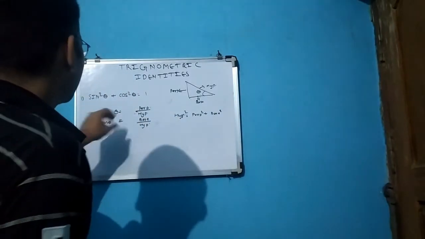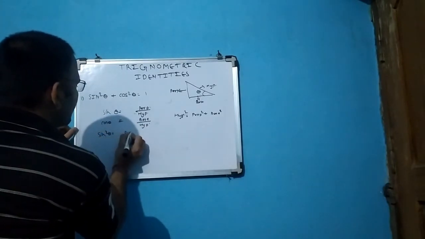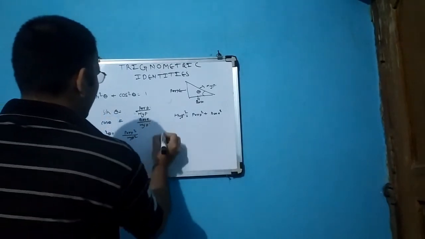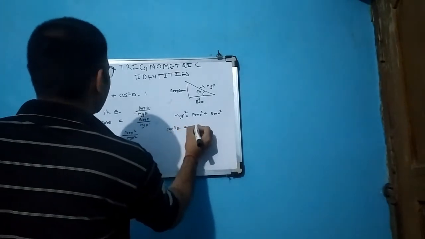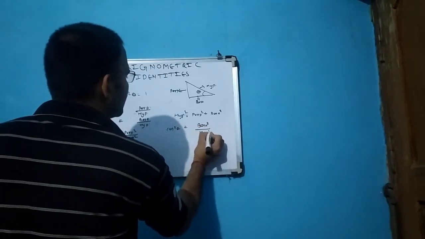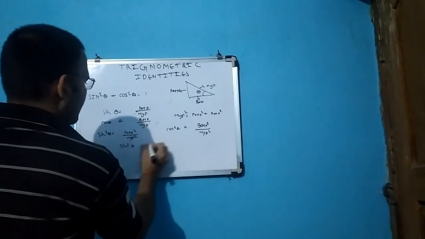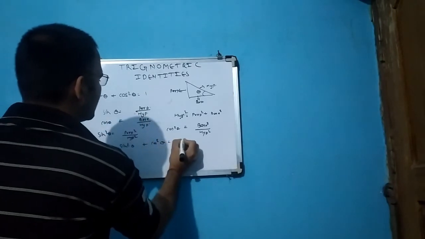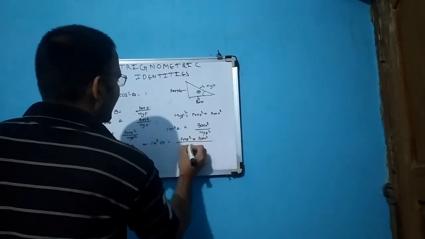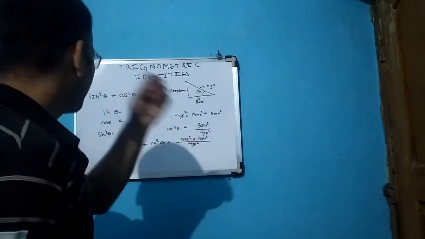Now if we square sine theta, it would give us perpendicular squared divided by hypotenuse squared. Similarly, squaring cos theta would give us base squared divided by hypotenuse squared. Adding these two, sine square theta plus cos square theta would be equal to perpendicular squared plus base squared divided by hypotenuse squared. That would be the value of this particular identity.